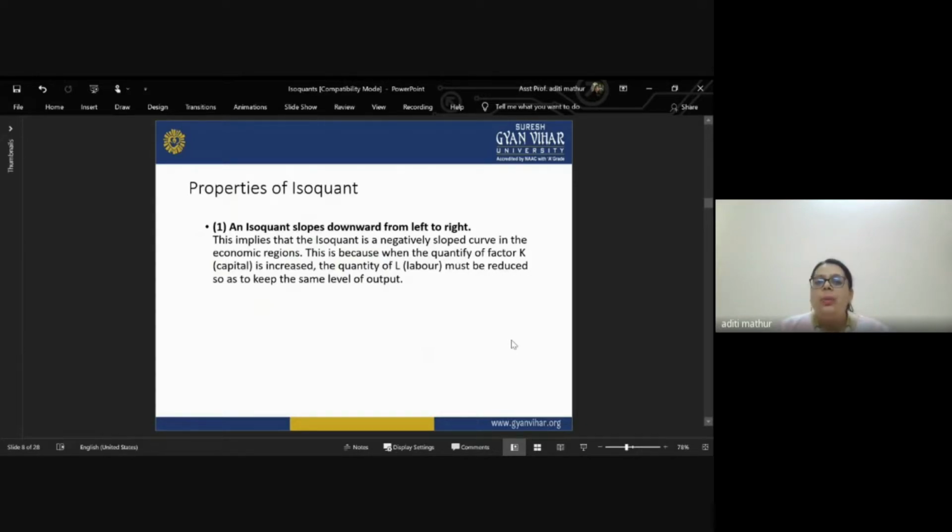It is because when the quantity of factor K, that is capital, is increased, the quantity of L, that is labor, may be reduced, so as to keep the same level of output. Over here, we can see and understand that to maintain the balance in the output, we sacrifice one factor so that we can increase the other factor. And this is how it becomes such a ratio that we always get the same level of output.